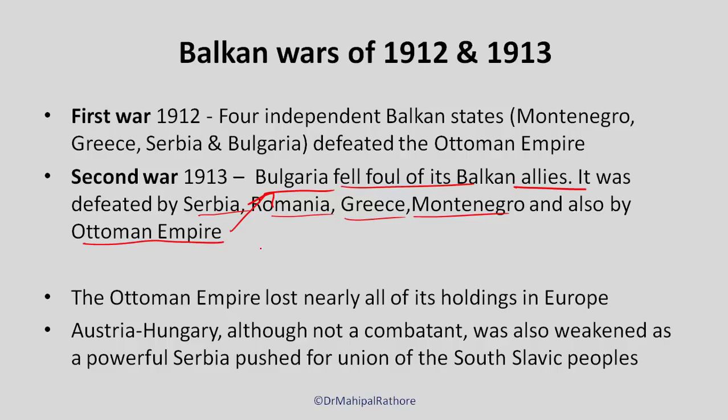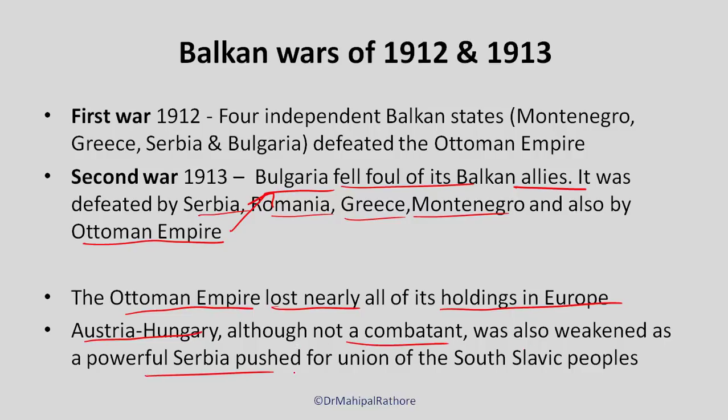But ultimately, due to these Balkan wars, Ottoman Empire became very weak. It lost almost its entire holdings of land in Europe, and it was now restricted only to Anatolia. Austria-Hungary, which was a powerful empire, and was not involved in this war, was not a combatant, was also weakened.